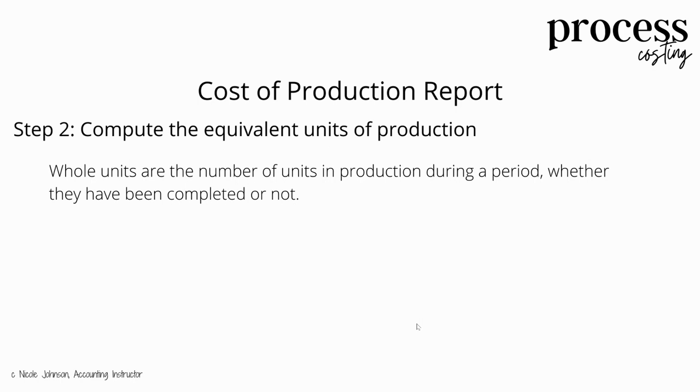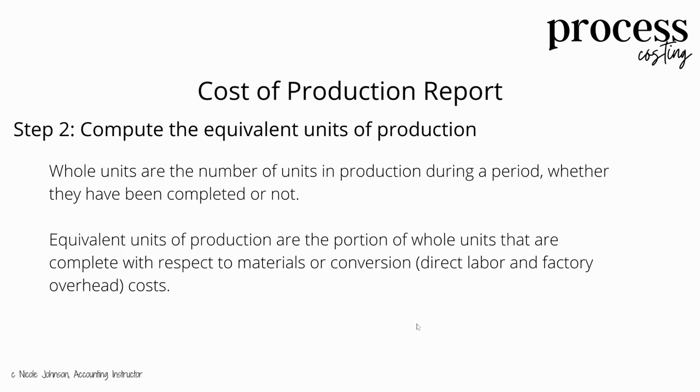In step 2, we compute the equivalent units of production. Whole units are the number of units in production during a period, whether they have been completed or not. Equivalent units of production are the portion of whole units that are complete with respect to materials or conversion. And remember, conversion is direct labor and factory overhead costs.